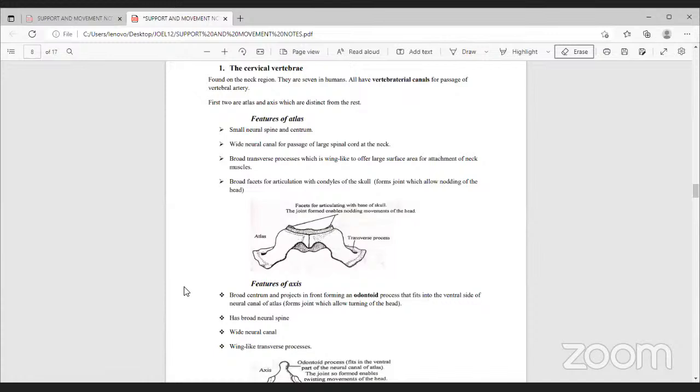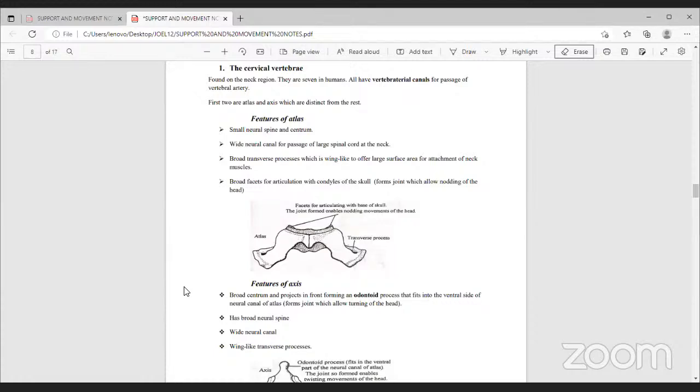We have a large or wide neural canal for passage of the large spinal cord at the neck. Now, we cannot see it in this diagram here. But once you come back, of course, this is a practical topic. We are supposed to be studying this one in the lab because we are supposed to identify the features and see them. So once you come back, each class with their respective teachers is going to be taken to the lab.